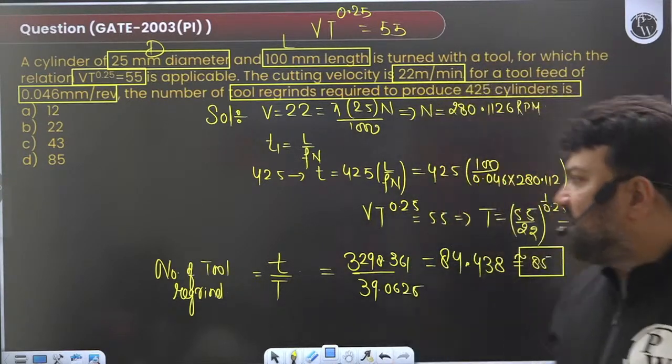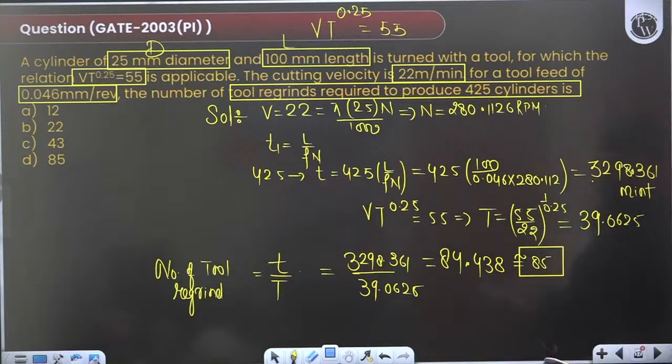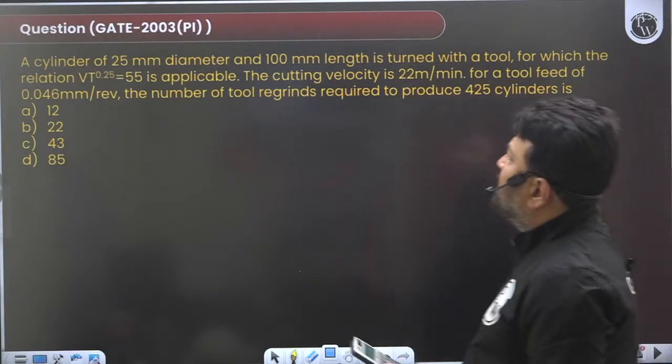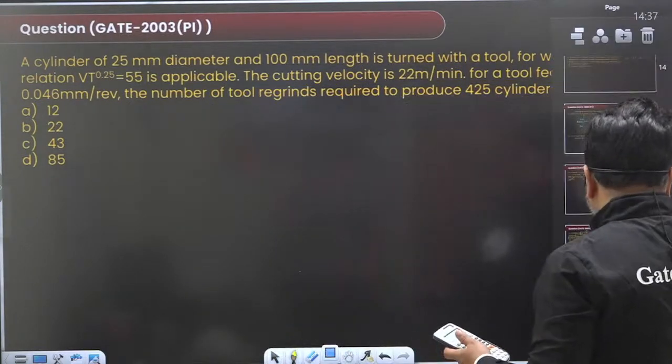Others Kumar 87, not 87, it is 85, right? Oh, same work, same question again repeated.